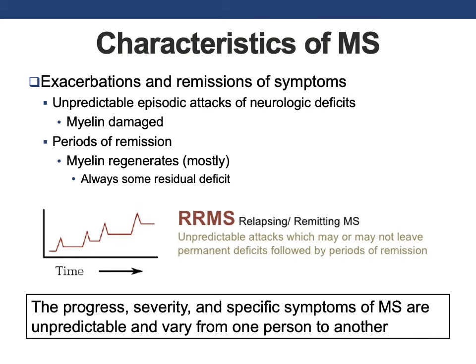The exacerbations are unpredictable episodic attacks of neurological deficits where the affected person's body is actively making antibodies that are damaging the myelin. During periods of remission, the body stops making antibodies against myelin, giving it a chance to regenerate. The most common scenario is not all of the myelin regenerates completely, leaving the patient with some residual neurological deficit.